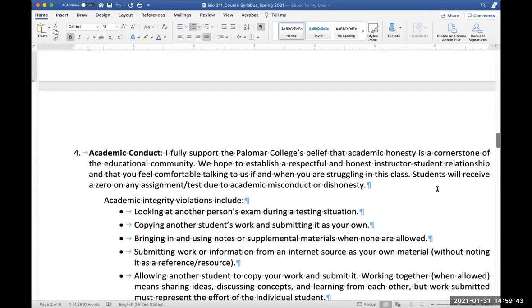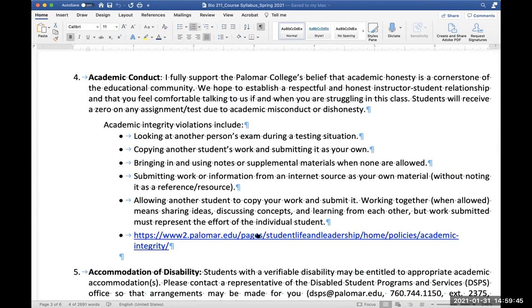So there is an academic conduct policy at Palomar College, and here's the link directly to that. But I don't like to talk about it as a form of punishment, but rather as a way to ensure that we're all getting the best opportunity, to ensure that you get all the resources fairly, that student A and student B get the same resources to ensure their success in this academic environment.